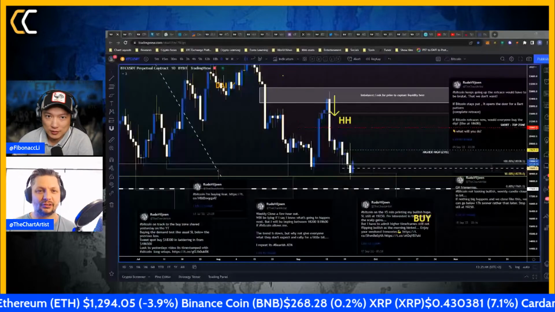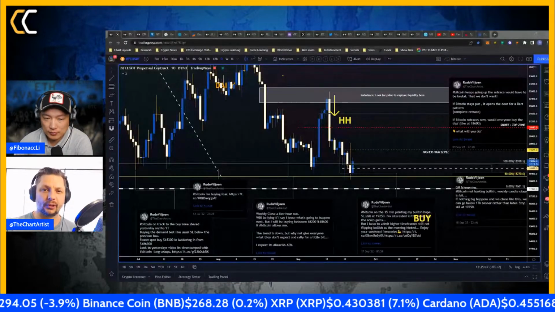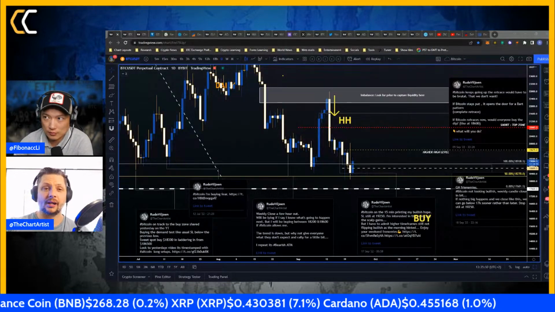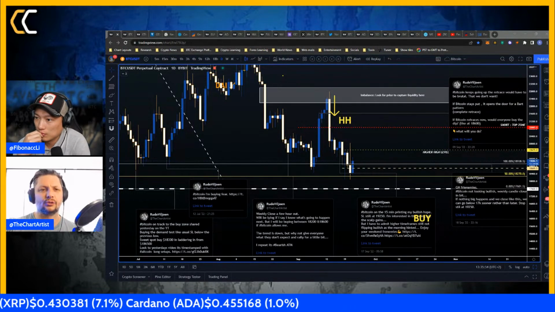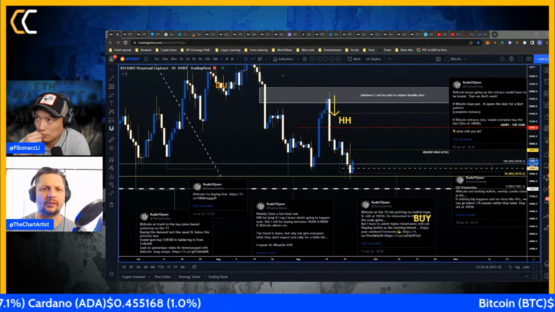Welcome to CryptoEMC. Fibonacci Lee is going to be answering a big question today when we look at this Bitcoin chart. Are we going to go down? If we go down, how hard are we going to go down? And the tool that we're going to use is Elliott Wave.